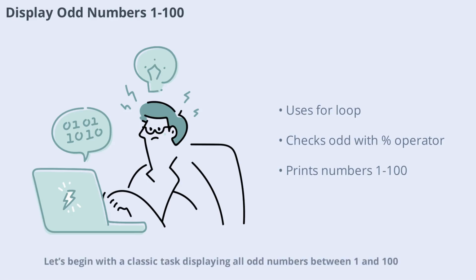Let's begin with a classic task, displaying all odd numbers between 1 and 100. This program uses a simple for loop to iterate from 1 to 100, checking if each number is odd by using the modulus operator. If the number isn't divisible by 2, it's printed as an odd number. This approach is fundamental for understanding loops and conditional statements in Java. Mastering such basics is crucial as they form the backbone of more complex logic you'll encounter later.